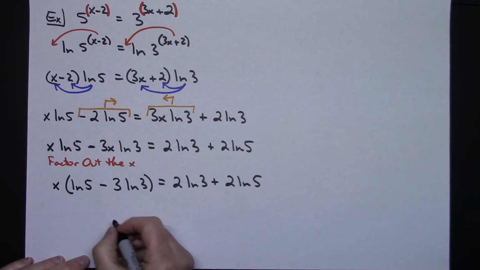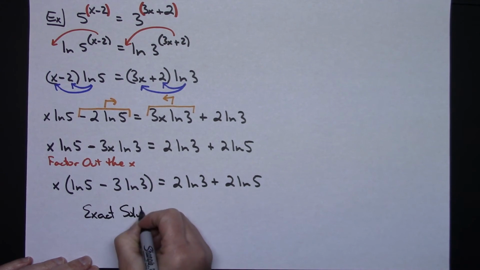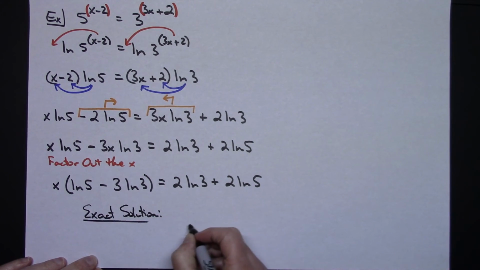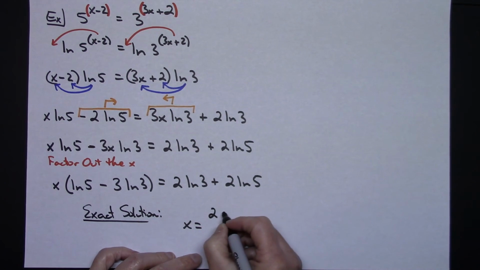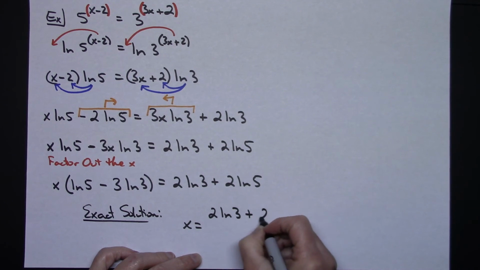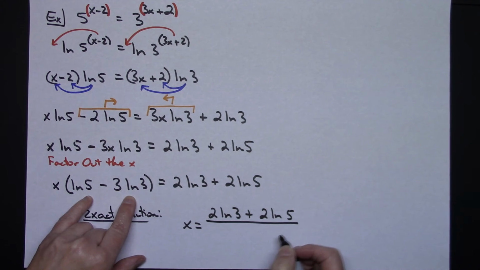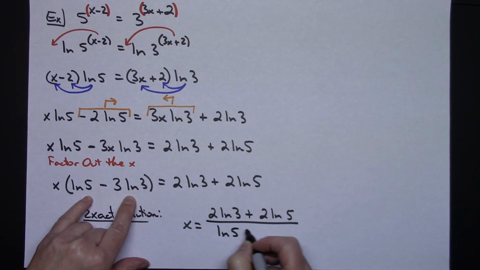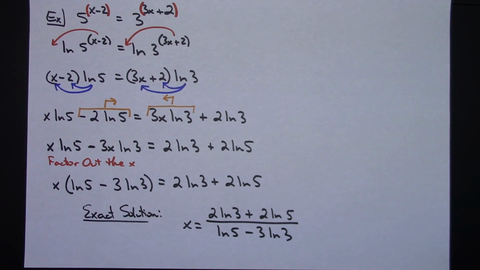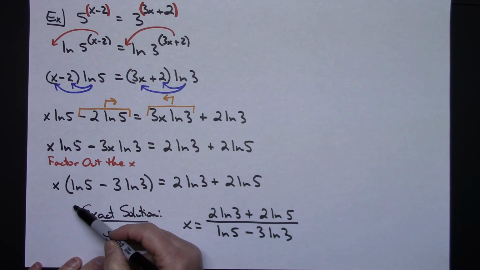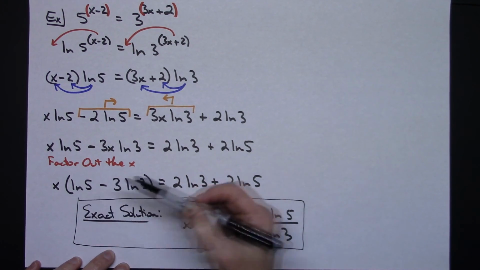Okay, so for my exact answer, for my exact solution, I'm going to have x equals this in my numerator, 2 natural log of 3 plus 2 natural log of 5, and then all over what I need to divide by, natural log of 5 minus 3 natural log of 3. So there's my exact solution. And then if you need the approximate solution, it would need to be put in your graphing calculator.